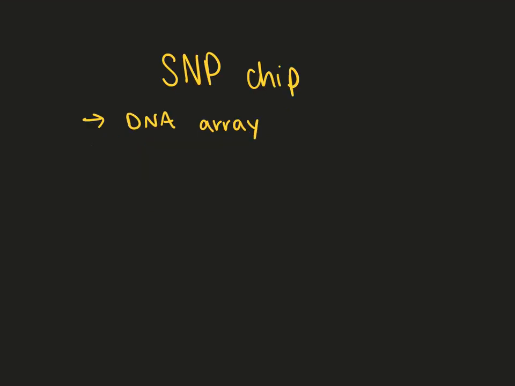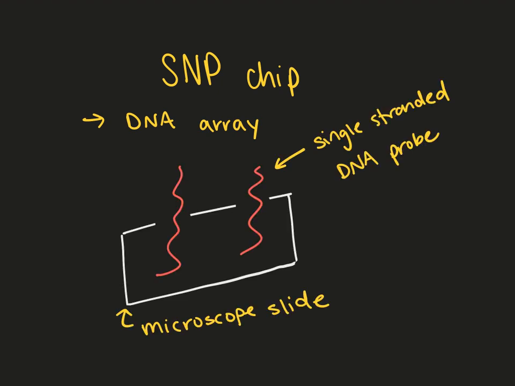The technology used by these companies isn't based on sequencing like we saw last week. They don't need to assemble a genome. They just need to see what variants are present or not present. And to do this, they use something that we call a SNP chip, or a DNA array. A SNP chip is essentially a microscope slide that has single-stranded pieces of DNA stuck to it. These single-stranded pieces of DNA are called probes.